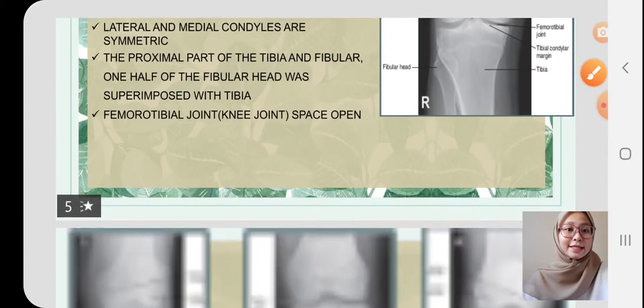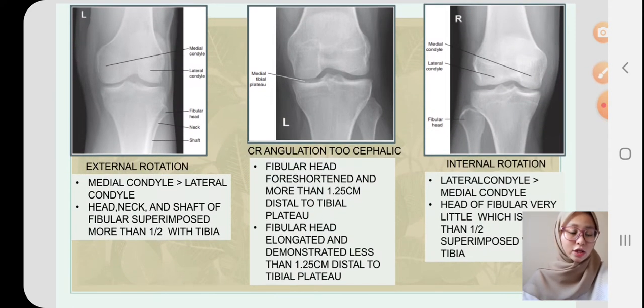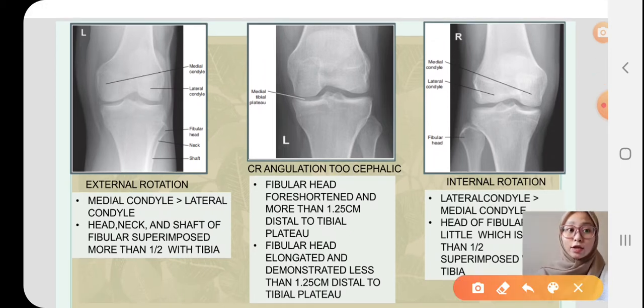Next, what if there is rotation? How will the image look? If there is external rotation, the image will look like this, where the medial epicondyle here, as you can see, the medial condyle is bigger than the lateral condyle.